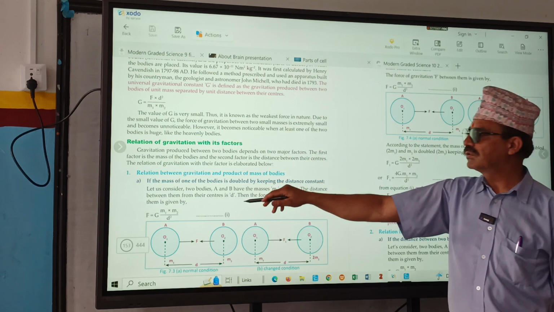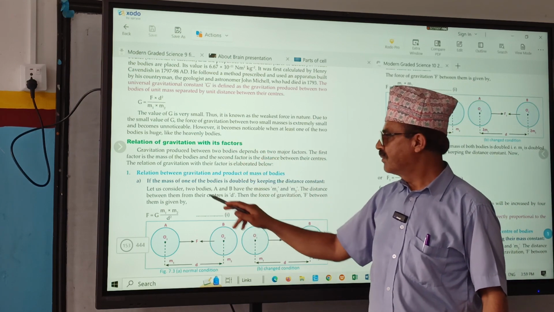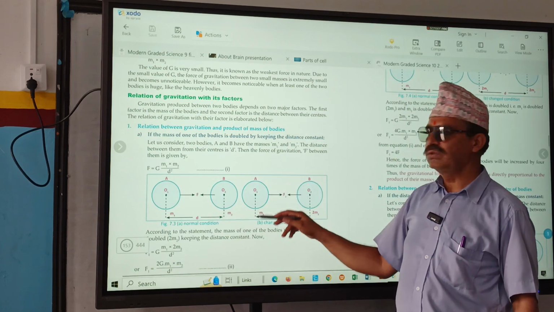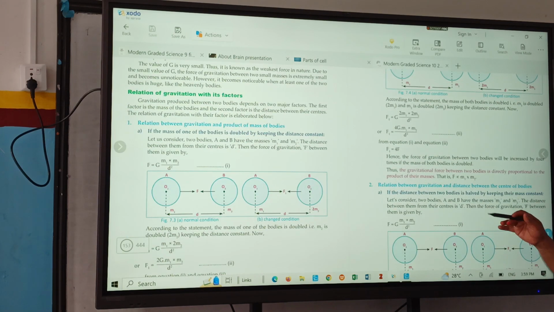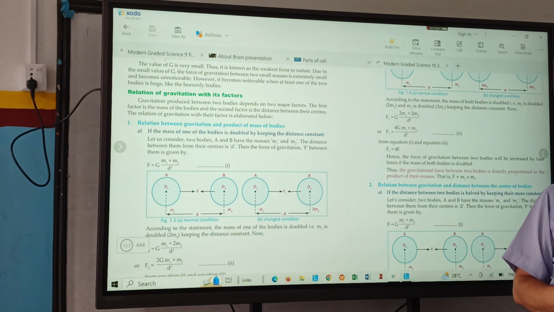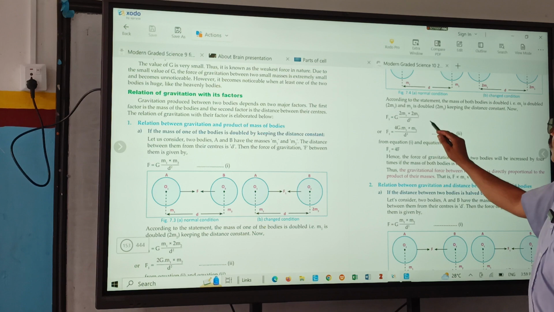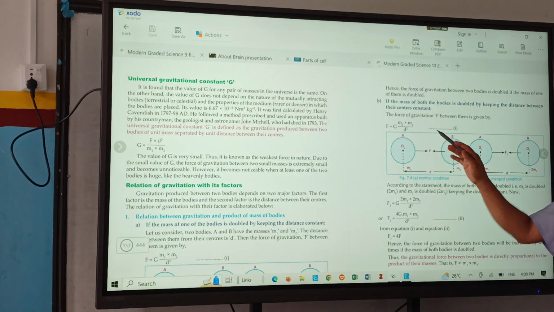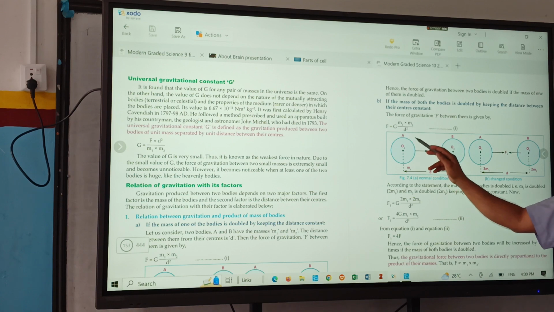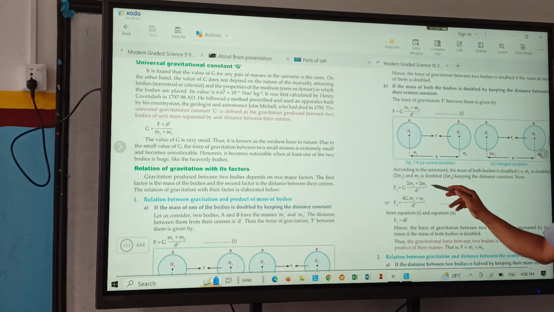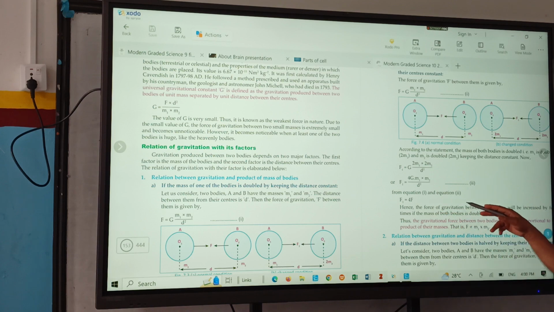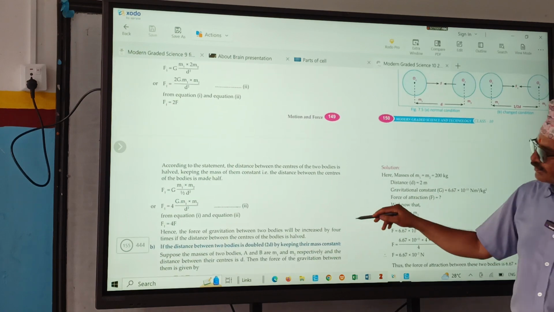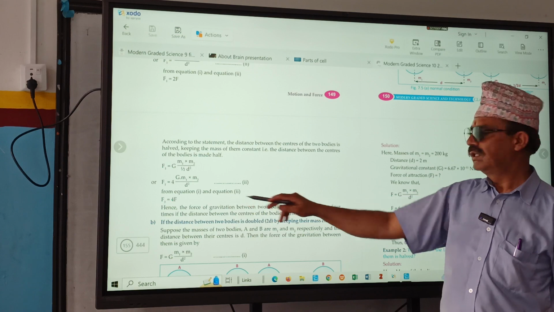Children, you have discussed already the relation of gravitation with its factors. If mass is increased, gravitational force also increases. If distance is increased, gravitational force decreases. If both mass and distance change, then gravitational force also changes. So, as I told you, the first condition will always be there. The first condition is F equals G M1 M2 by D squared, and accordingly what is given comes as F1. Like what's given here? F1 equals 4F, right? That means gravitational force increases how many times? Four times. Second one, what is found here? The same thing, gravitational force increases four times.